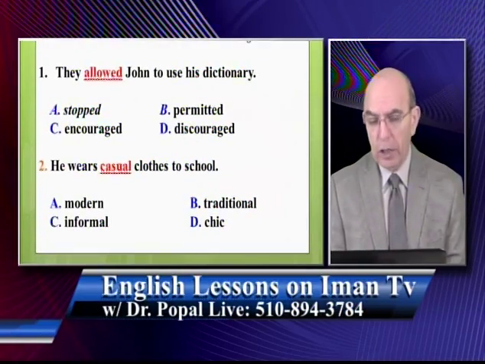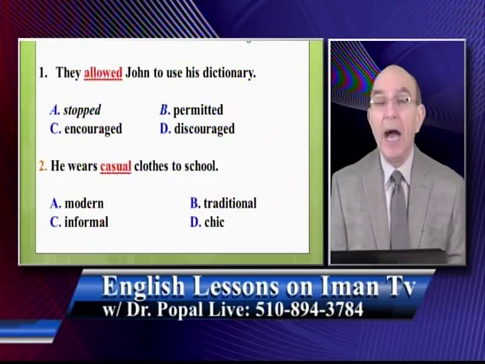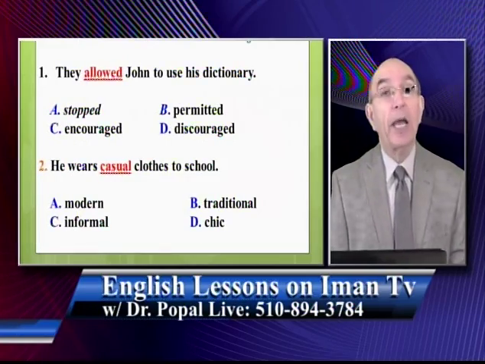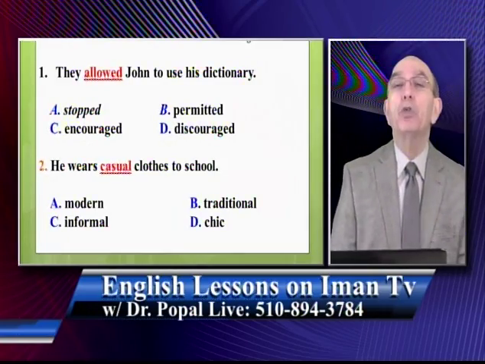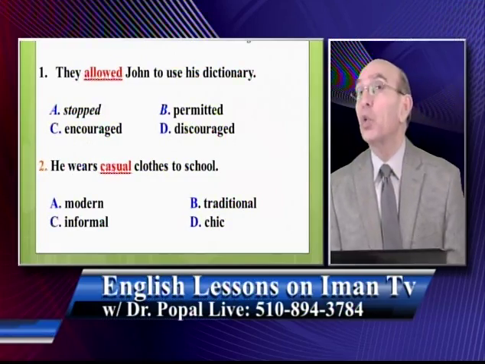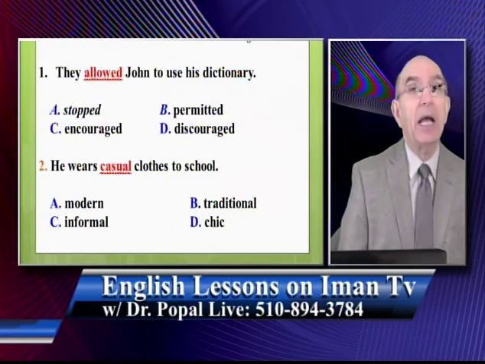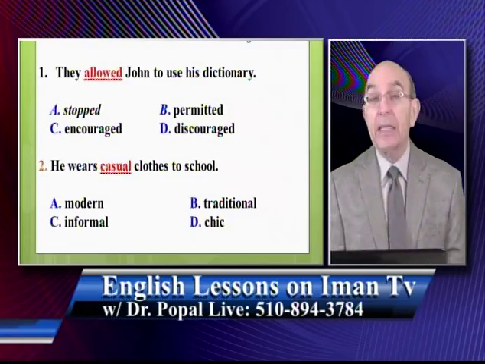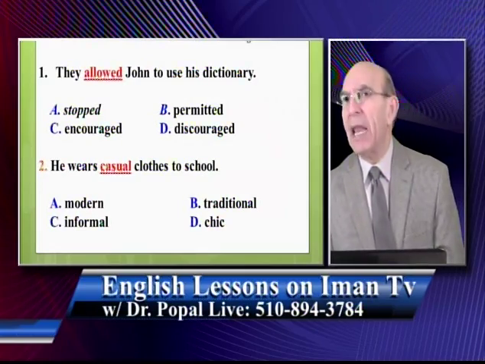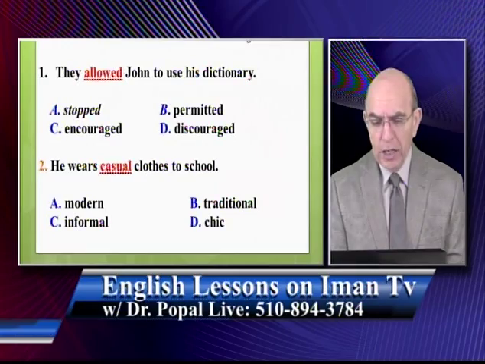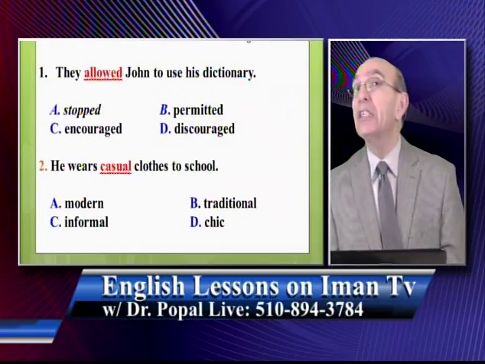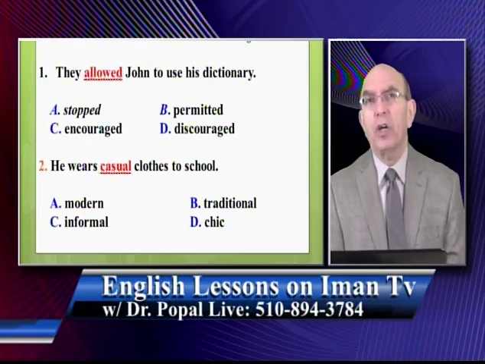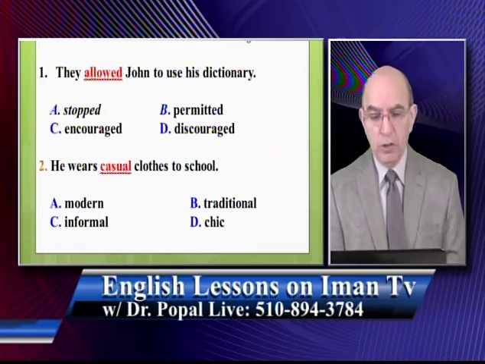They allowed John to use his dictionary. See, I underlined the word allowed. I also typed it in red color. So that's the one I want you to see. Which of these other 4 words has the same meaning as allowed? They allowed John to use his dictionary. What is the meaning of allowed? A, stopped John. B, permitted John. C, encouraged John. D, discouraged John. So which one is the right answer? I want you to think about it and then give me the answer.